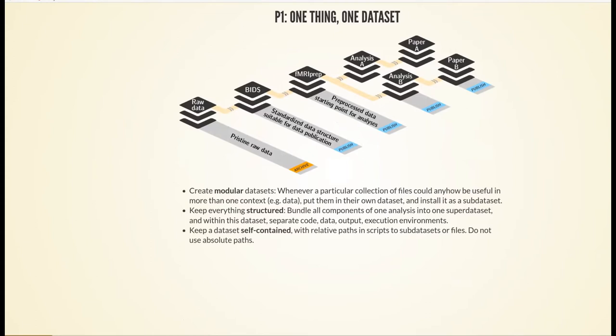What this rule suggests is that whenever any particular collection of files could in any way be useful in more than one context, for example, data in its raw format versus data in a structured or pre-processed format, then these files should not be kept in the same dataset, but they should be standalone datasets, each their own dataset. But in order to still be able to associate them with each other, you can install these datasets as what is called a subdataset. I've mentioned that concept. It's a dataset inside of a dataset that essentially makes sure that one dataset contains a versioned link to a different dataset that keeps its history.